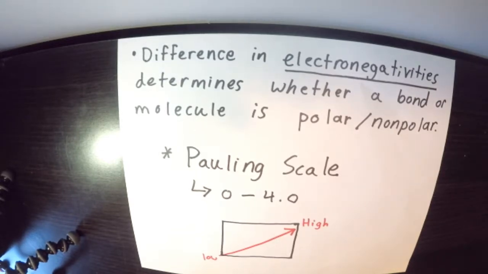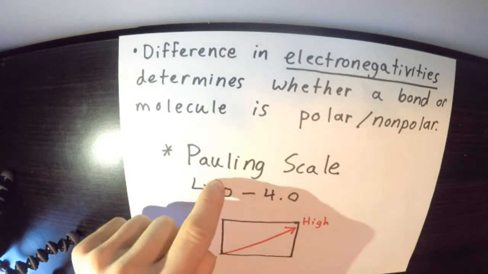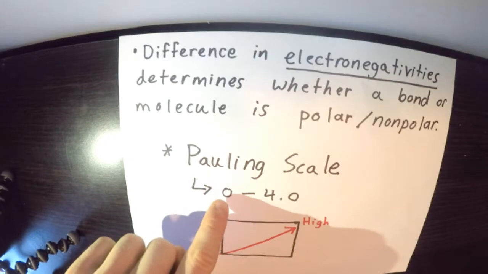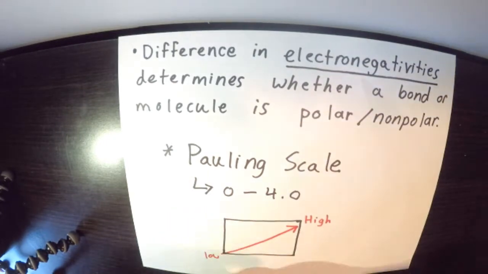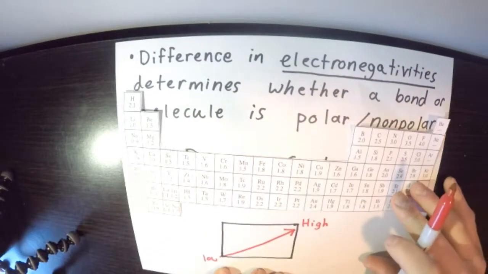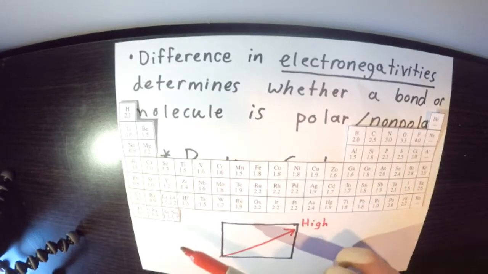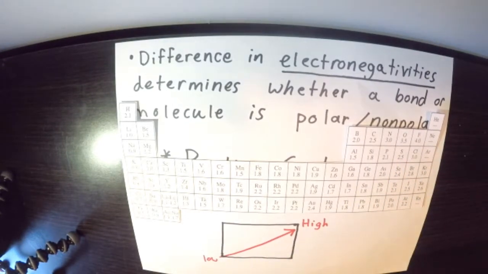So we're going to be taking differences in electronegativities to determine whether a bond or a molecule is polar or non-polar, and we do that using the Pauling scale. The Pauling scale runs from 0 to 4.0. And this will be given to you on a test. You'll always be given the electronegativity values, so that way you don't need to memorize them or anything like that.